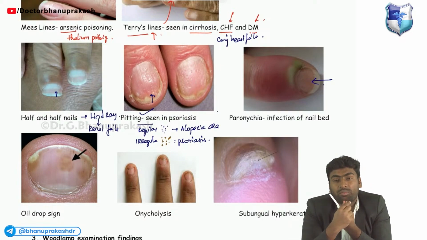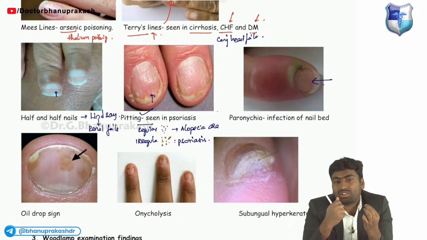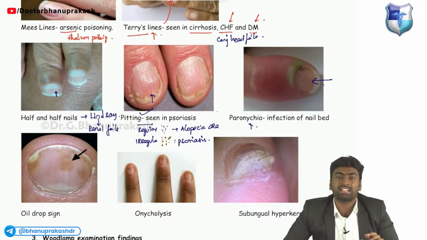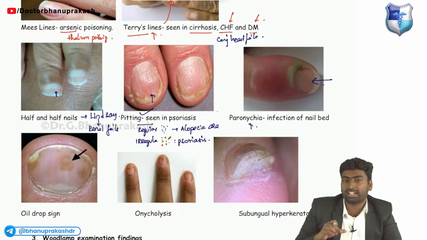Fine. Next, if you are able to see this nail where around the nail bed there is pus formation due to infection, that is known as paronychia. Around the nail, it is known as paronychia. And we know the most common cause of this skin and soft tissue infection is mostly what? It is the Staph aureus infection.